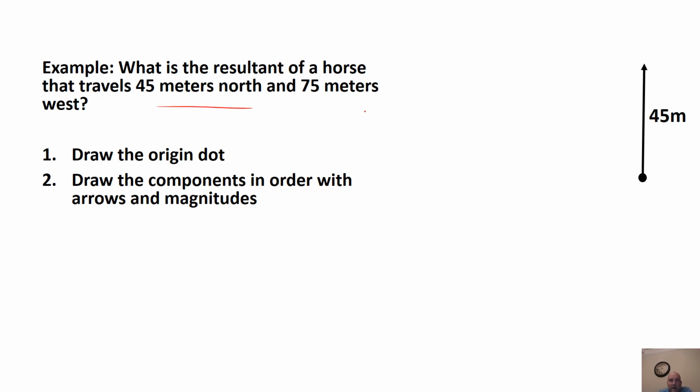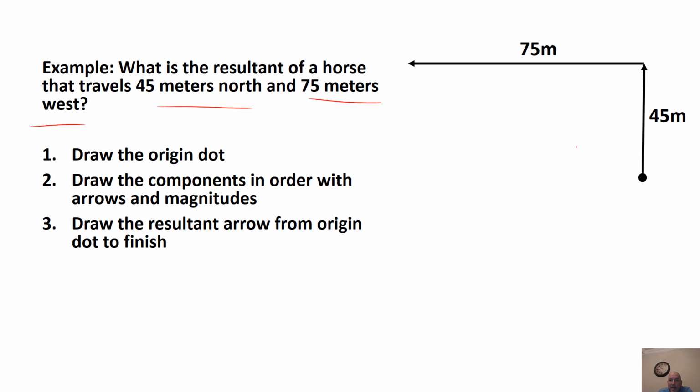Draw it in, and we're going to follow that with 75 meters west, and we like to keep it to scale, so we should have the 75 meters a little longer than the 45 meters. And then after that, you're going to go back to the origin, and you're going to draw the resultant. You're going to start it here, and you're going to draw it to the end. So it's going to butt up with the end of the last component you drew earlier.